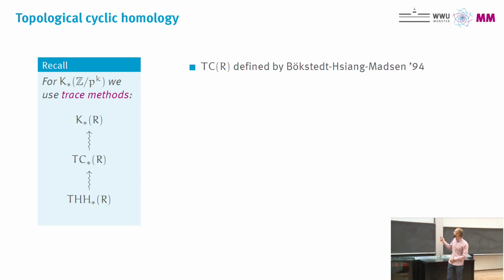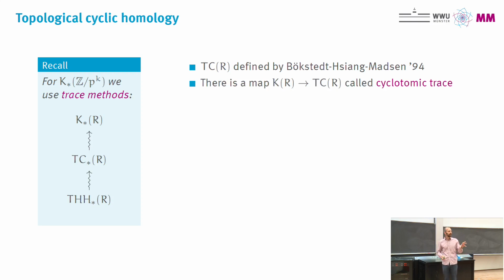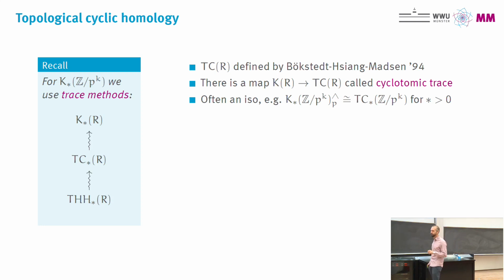But the key point is that it receives a map from K-theory, K(R) to TC. This map is called the cyclotomic trace, and it's often an isomorphism. So somehow the upshot we want to take is that there are a lot of theorems along these lines for when it is an isomorphism, most notably a deep theorem by Dundas, Goodwillie, McCarthy. In the commutative world, this has recently been improved by Clausen, Mathew, Morrow.